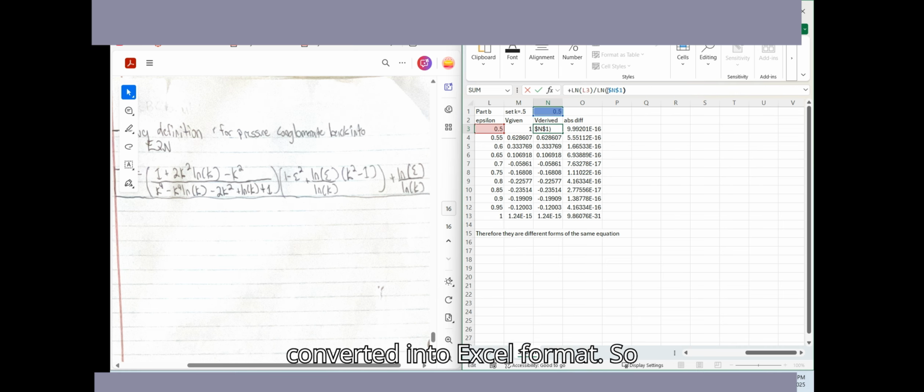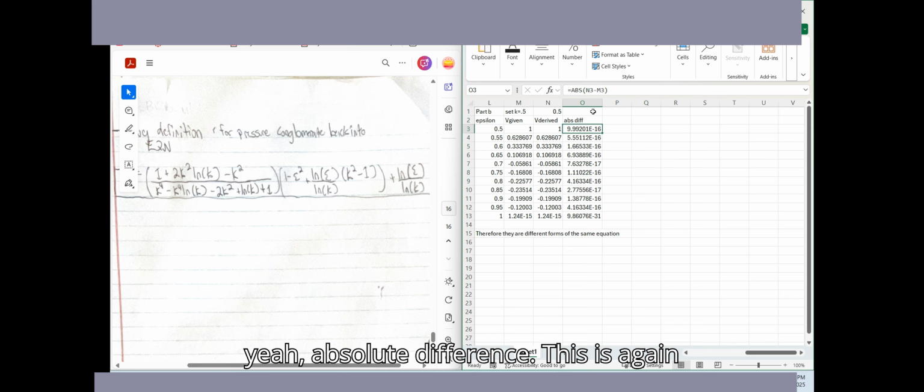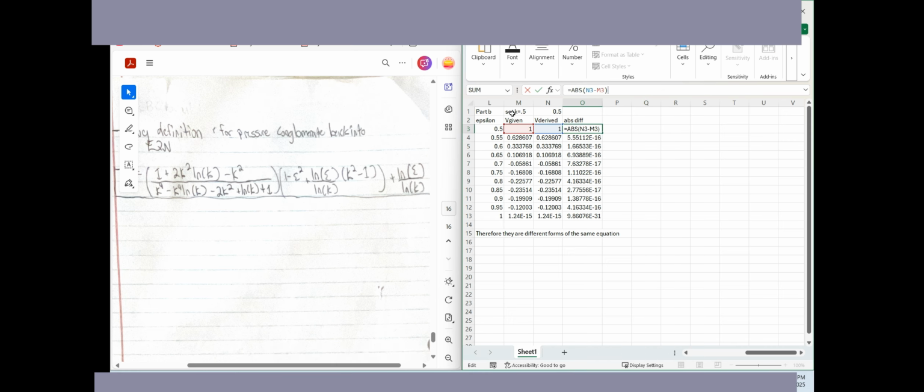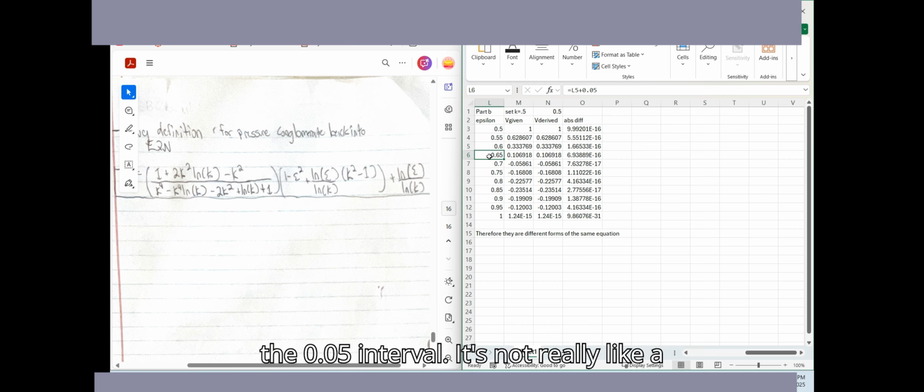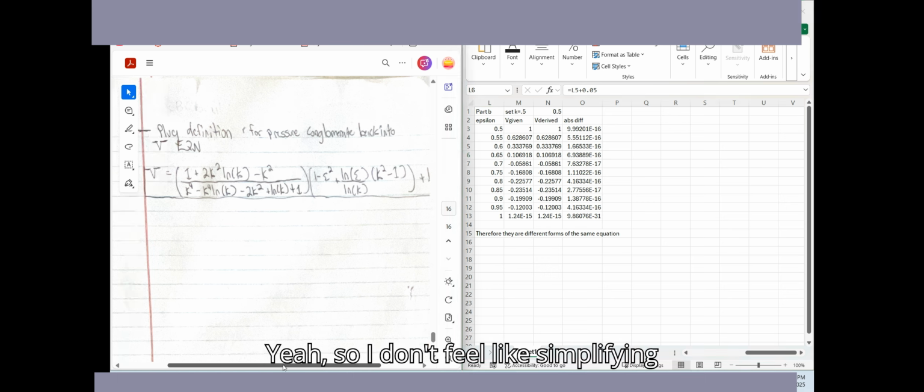converted into Excel format. So, absolute difference. This is again just the absolute value, this minus that. Same deal as earlier with the K values and the epsilon values. Oh, by the way, this is just an arbitrary amount of values that I'm using. It's not like the 0.05 interval is a specific thing. It's just what I did. You see the absolute differences are like e to the negative 16 different. So that's close enough. I don't feel like simplifying it.